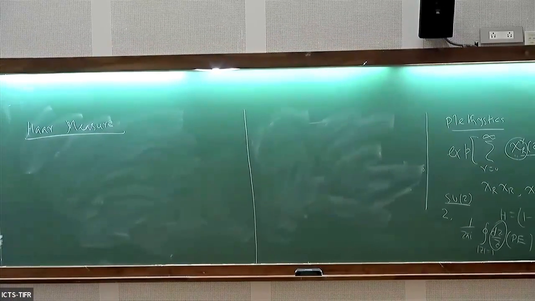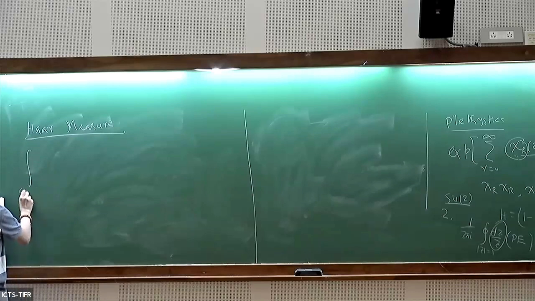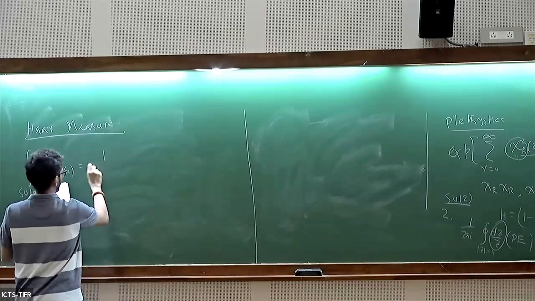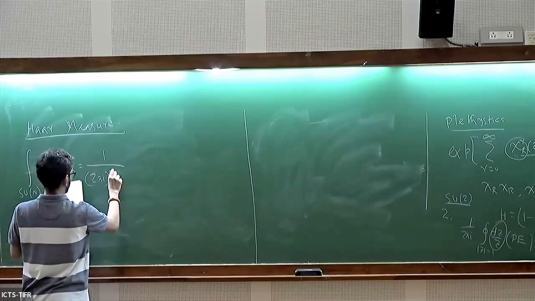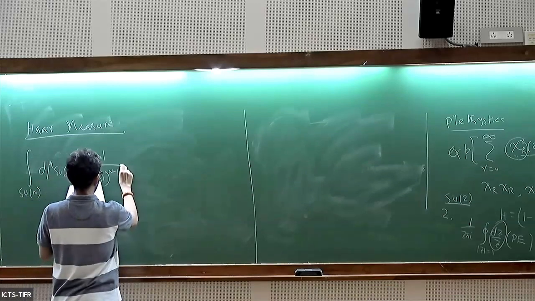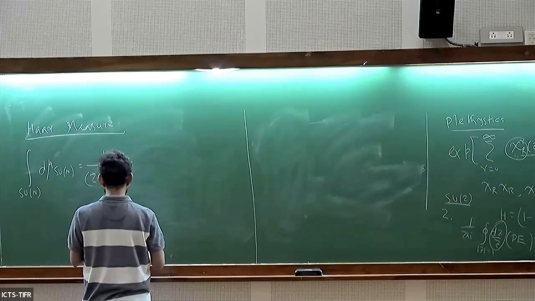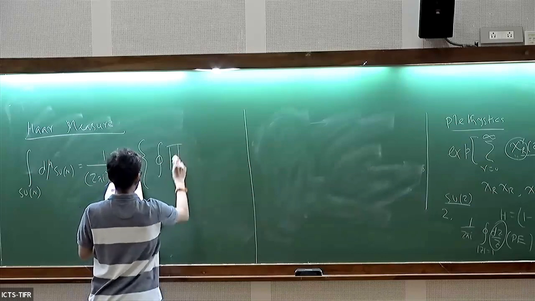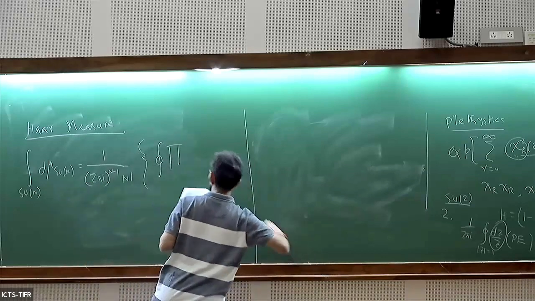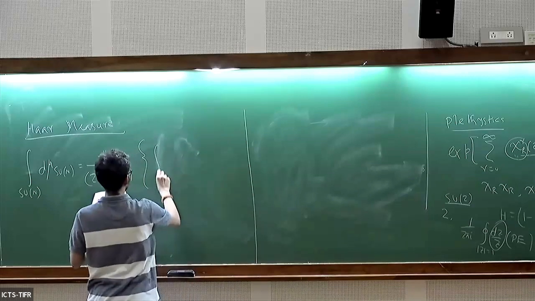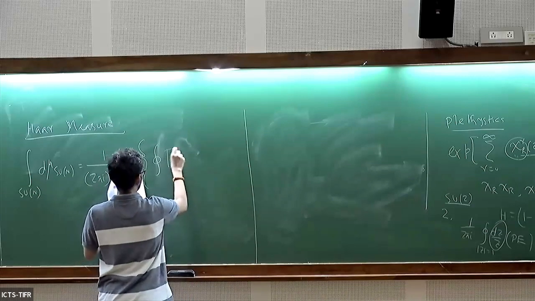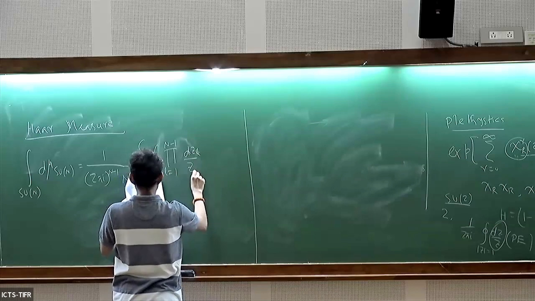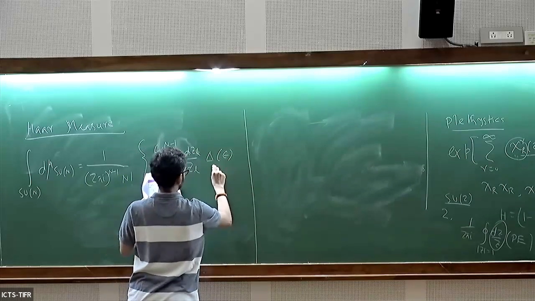Okay. So the Haar measure for SUN you define as 1 by (2 pi i) to the power n minus 1, n factorial, okay, and then the integral, oh sorry, product over L equal to 1 to n minus 1 of dzL by zL, times delta of epsilon.